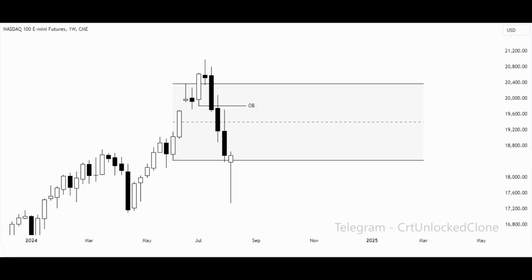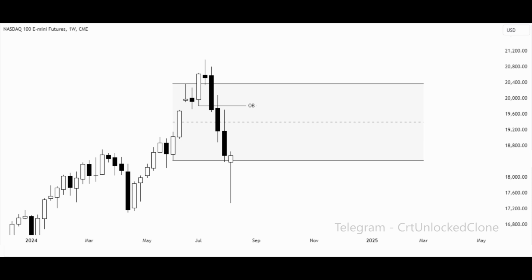First of all, we had the CRT, then price closed below it to form this key level in the form of this order block, and then price tested that order block in key level and pushed lower towards the higher time frame down liquidity, which is the monthly CRT low.